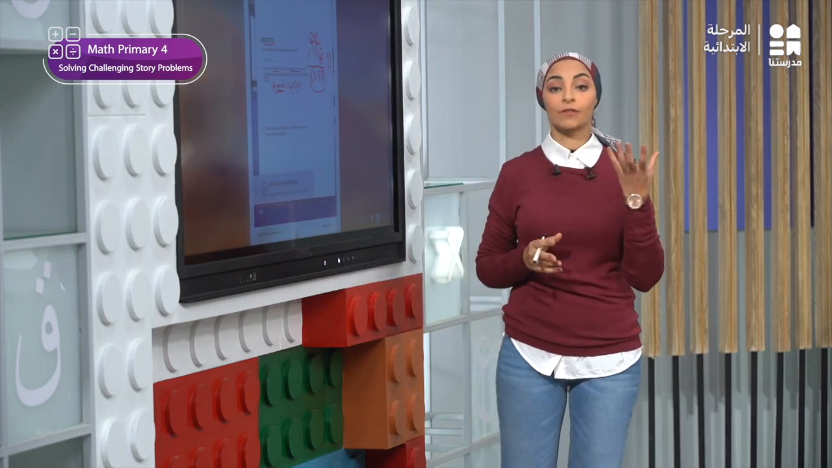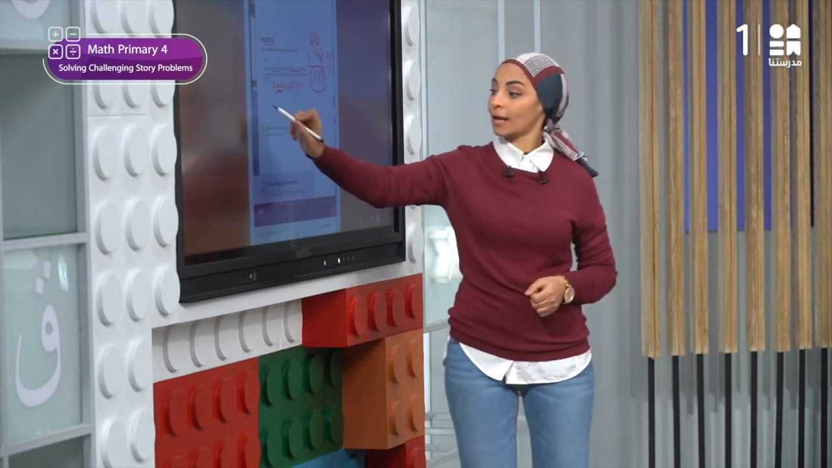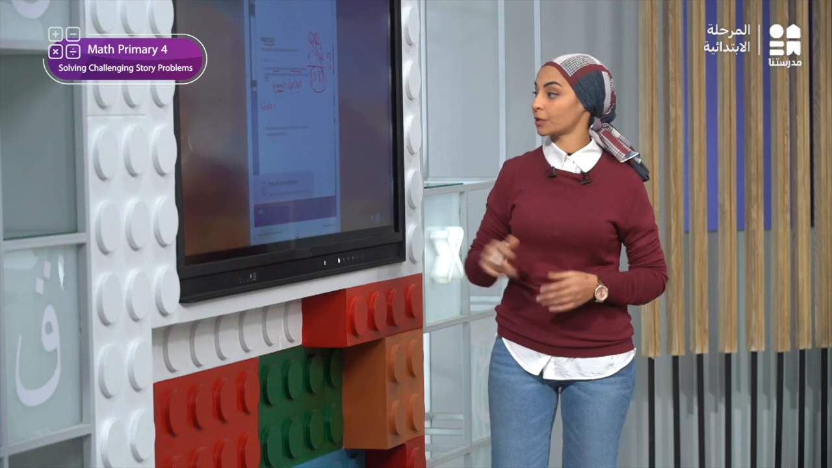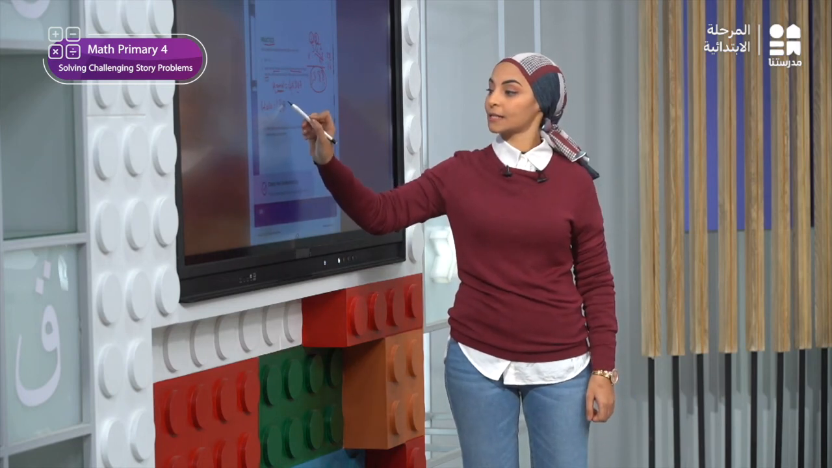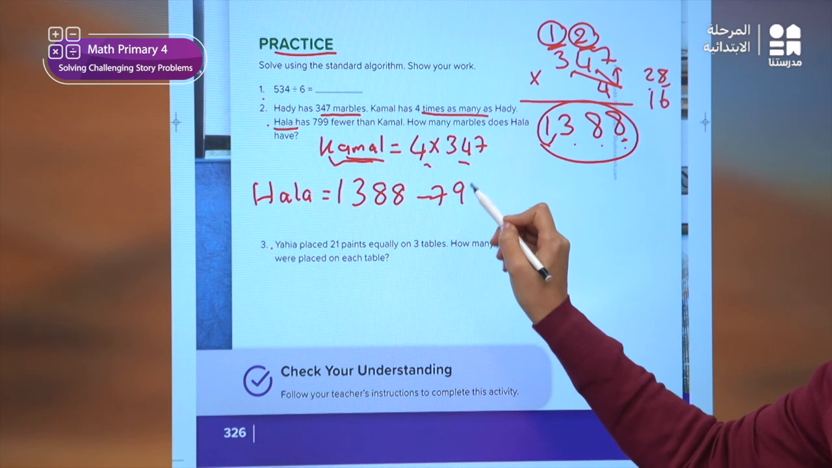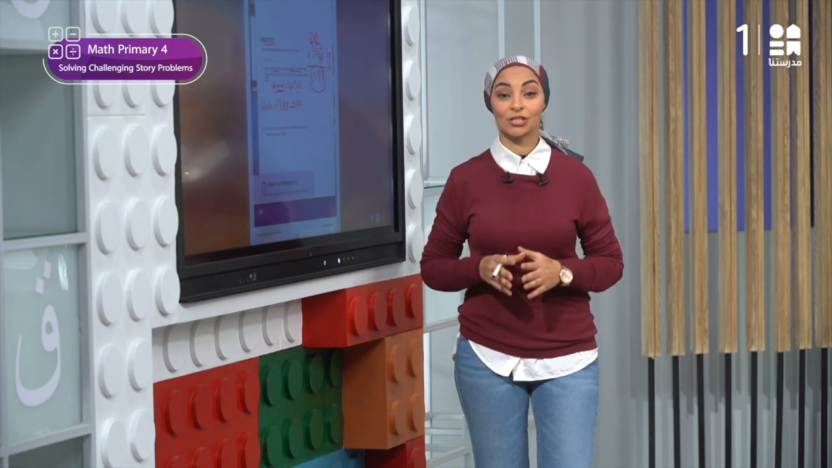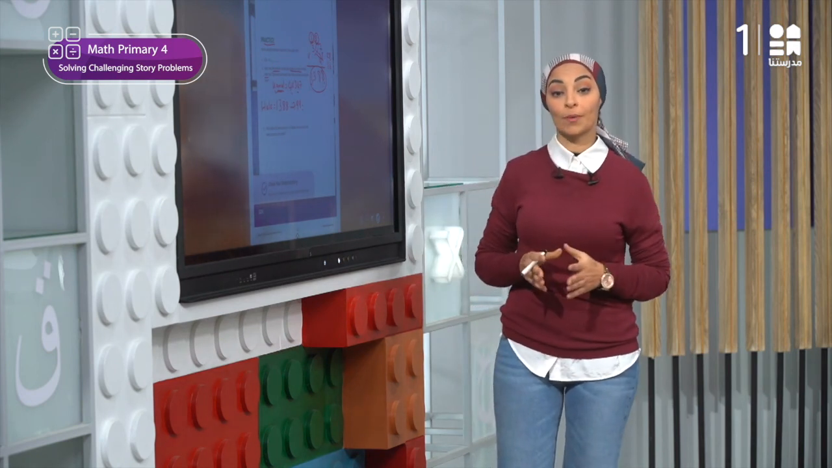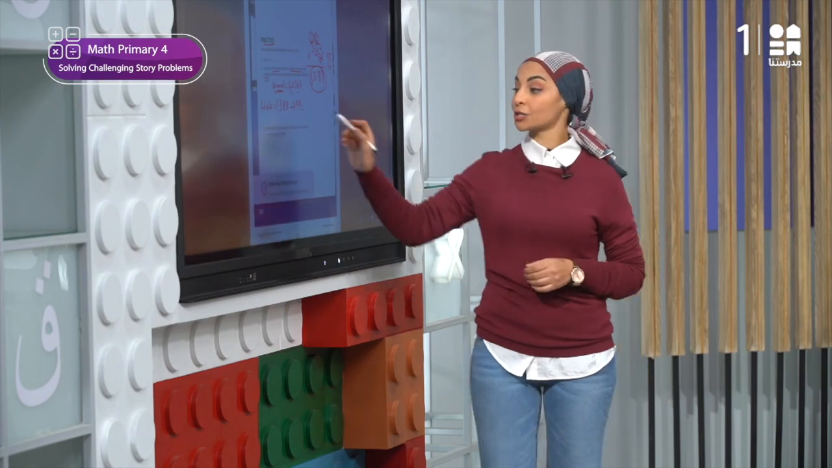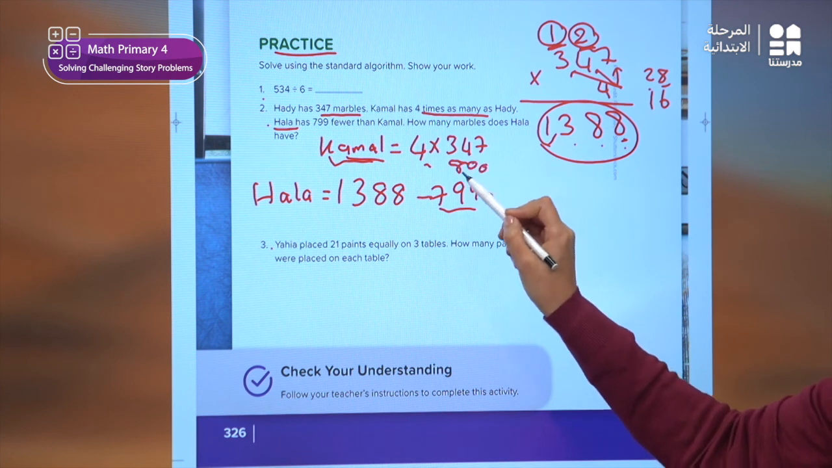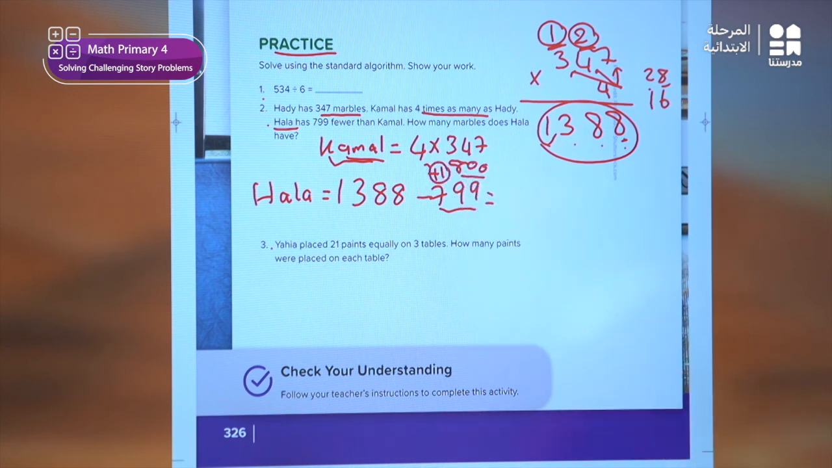Then what should I do? Hala has 799 fewer than Kamal. 799 less than Kamal. So I will subtract. So Hala. To find Hala, what should I do? I will subtract the two numbers. I will write 1388 minus 799, right? Okay. Here I can use the addition and subtraction strategies. For example, we can use the benchmark strategy. Well, the closest benchmark to 799 is what? Of course, 800, right?